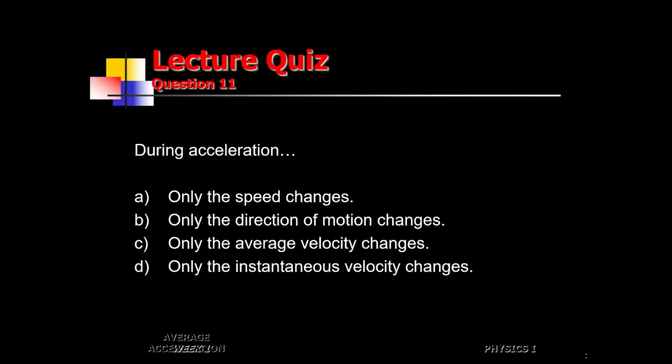All right, so during acceleration, only the speed changes, the direction of motion changes, only the average velocity changes, only the instantaneous velocity changes. All right, the best answer is your instantaneous velocity is changing. How fast the instantaneous velocity changes in time is what the acceleration is. So D is the best answer in this case.